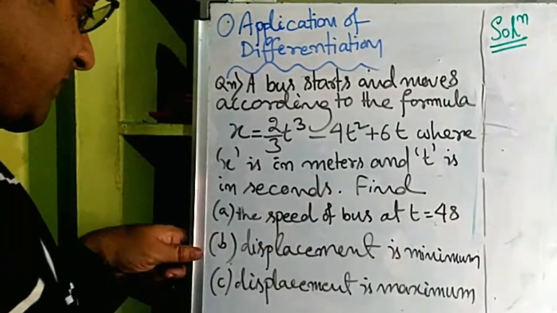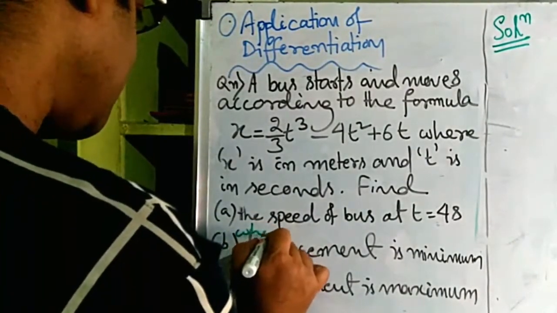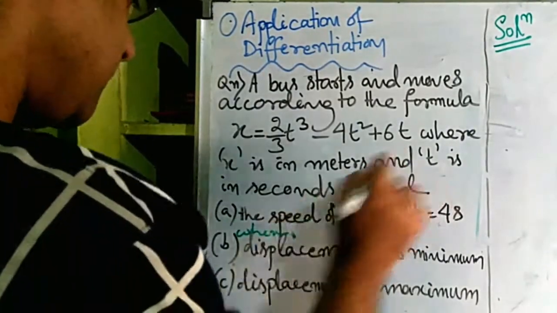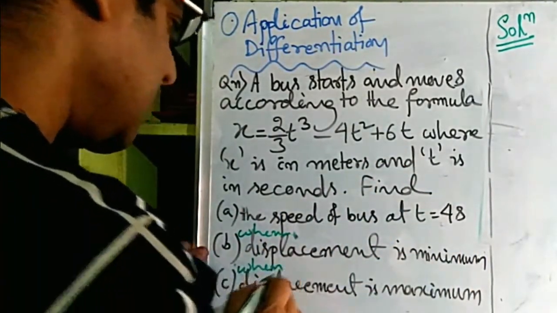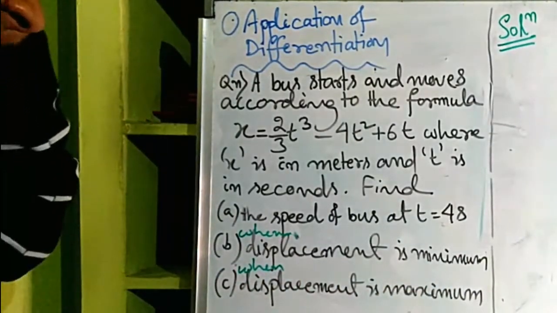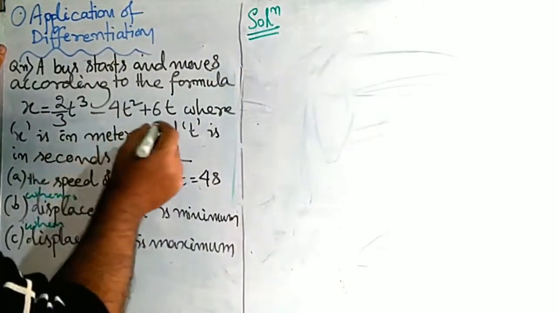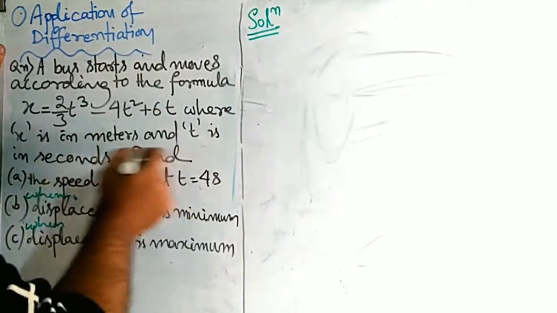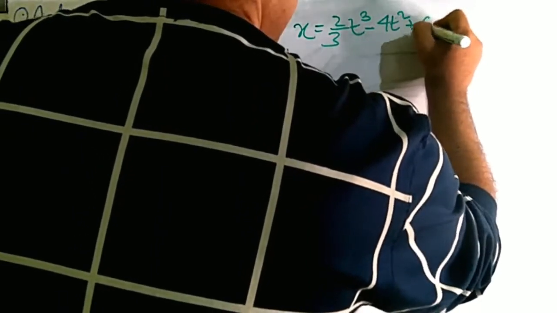Displacement, now it is asked when displacement is minimum. Find when displacement is minimum and find when displacement is maximum. These are the questions, right? Now see, x is in meters, that means it's the displacement, and t is in time. So I am writing it, x is equal to 2 by 3 t cube minus 4t squared plus 6t.